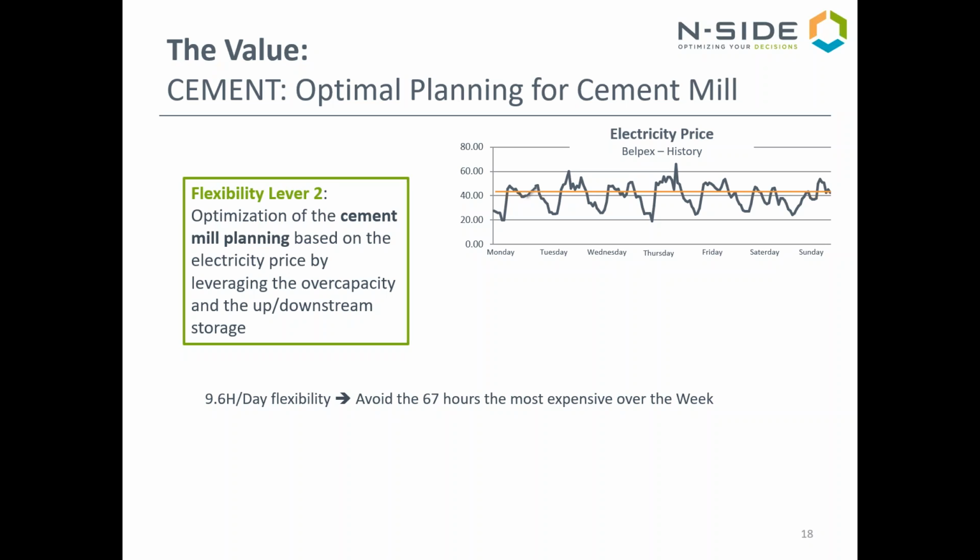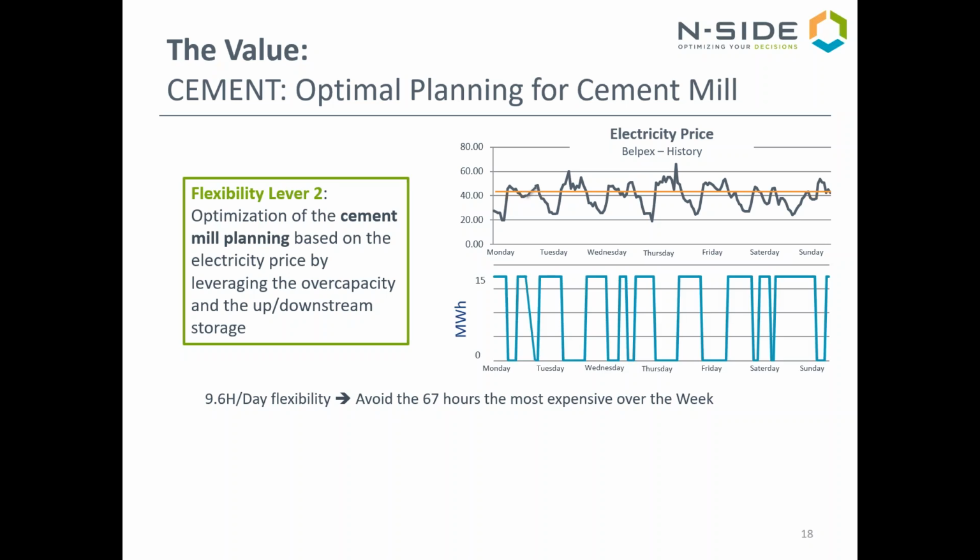So here you can see I put an orange threshold on the graph. What you can see here is that if I'm above this threshold, I'm in the 67 most expensive hours. So during that time, my planning will look like this. So I will avoid producing during the really high prices.